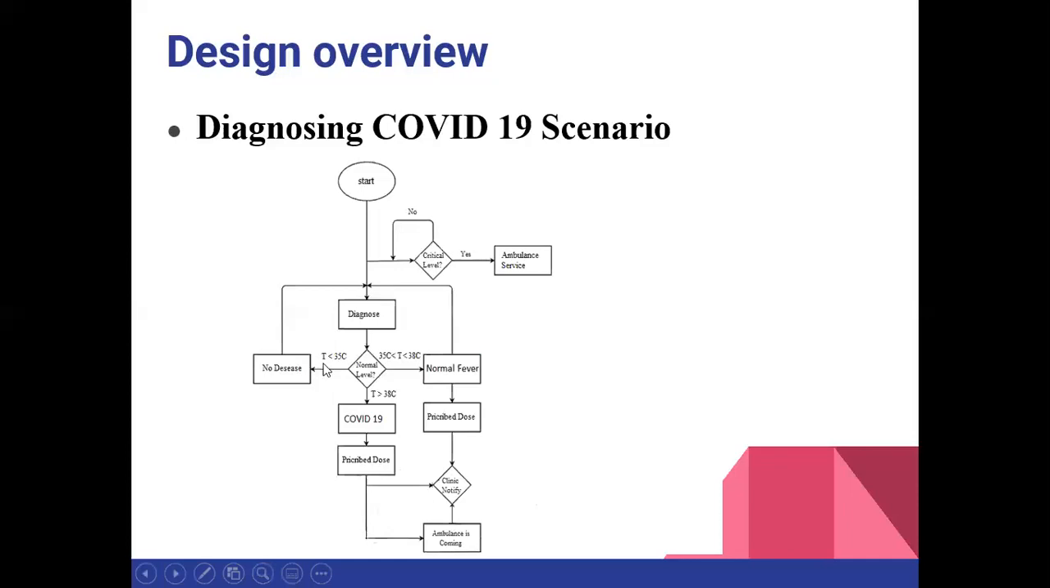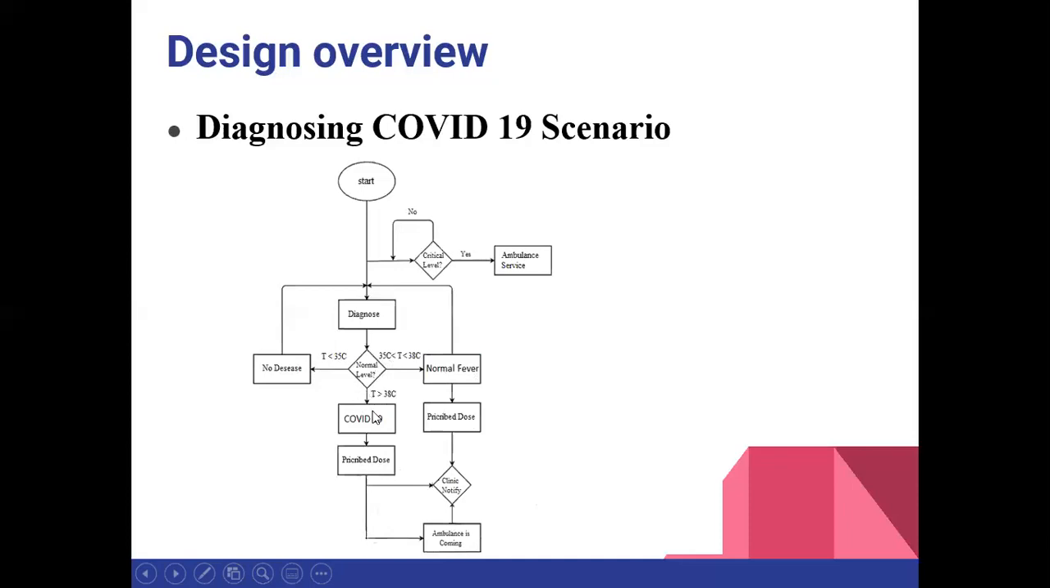If the temperature is less than or equal to 35 centigrade, the diagnosing will give a result of no disease. If the temperature level is between 35 and 38 centigrade, the diagnosing of the patient will be a normal fever, and here the healthcare center will send a prescribed dose to the clinic to be given to the patient. We consider the patient to have COVID-19 if the temperature is greater than 38 centigrade.